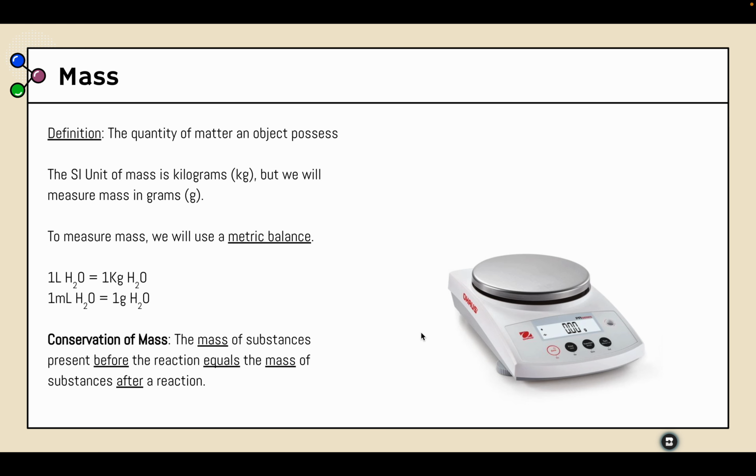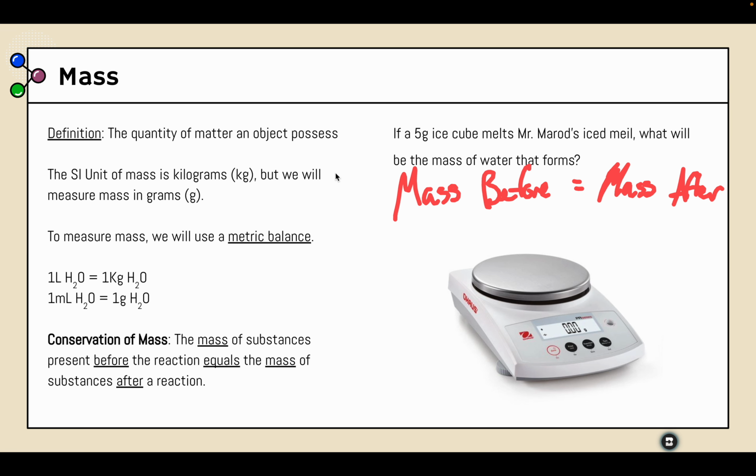So in other words, what I want you to write down, and this is super, super important, okay? Mass before equals mass after. Please, please, please write that down. That is super, super important. You need to know that. Okay, we're going to do a lab on it. We're going to do some other activities with it, but you need to know that the mass before a reaction equals the mass after a reaction.